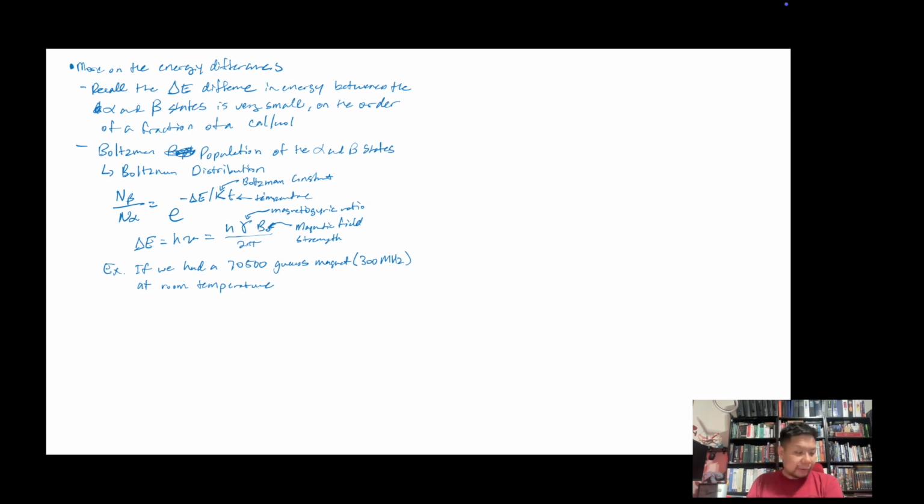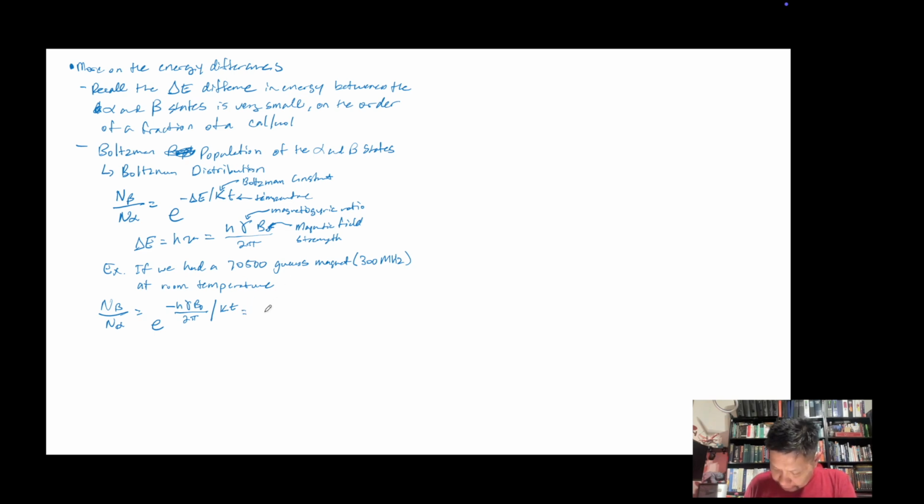What is N beta over N alpha? So let's do this. N beta over N alpha equals E. Now this is where we plug this part of the equation into the change in E. So it's E to the negative H gamma B naught, all divided by 2 pi, all that divided by the Boltzmann constant and the temperature. Pretty easy, right?